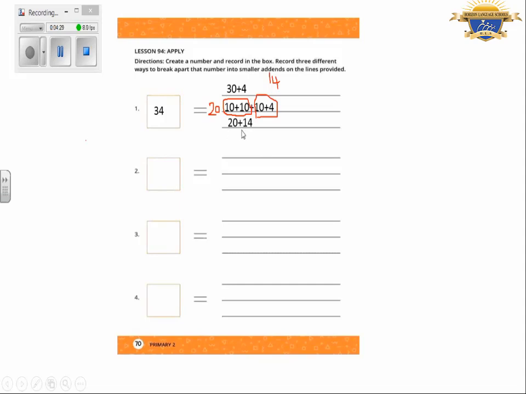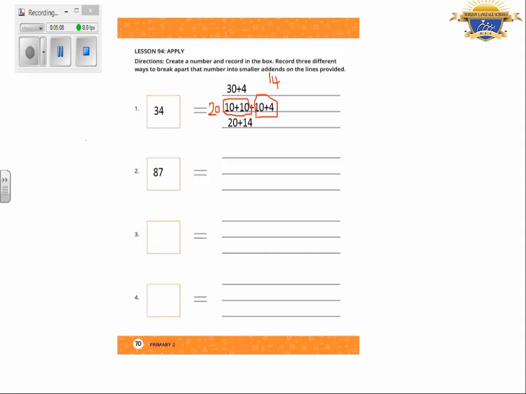Is it right? Let's collect them or add them together. 4 plus 0 equal 4, and 2 plus 1 equal 3. So it gives me 34. So those are 3 ways how can I decompose number 34. Okay, let's take another example to understand more. The next number I have here is number 87. I want to decompose number 87.